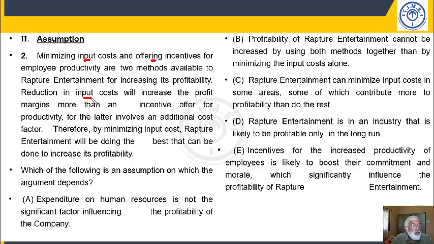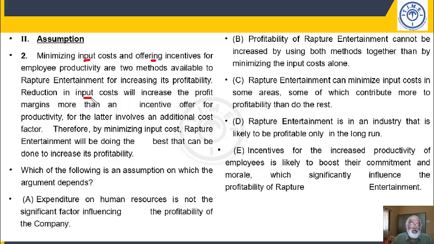Fine. So expenditure on human resources is not the significant factor influencing the profitability of the company. We've not discussed salaries here. Profitability of Rapture Entertainment cannot be increased by using both methods together than by minimizing input cost alone, which means you're saying the best they can do is minimize input cost, but you're saying then that offering incentives doesn't do anything at all, because if they'd actually use both, then they can even go better than this, isn't it? So the assumption here is that it cannot be increased by using both methods. You just have to use input cost alone.